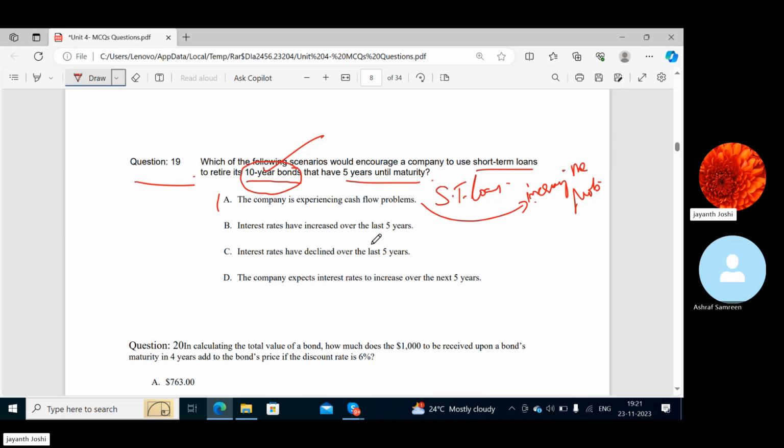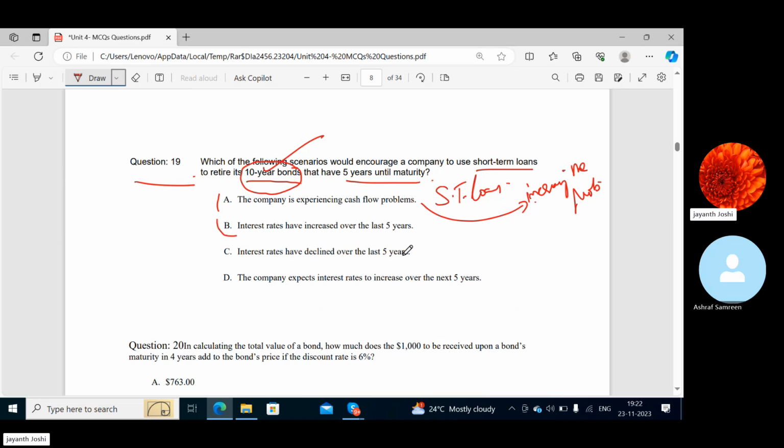Interest rates have increased over the last 5 years. So the company should maintain the existing debt if prevailing interest rates are higher. If interest rates are increasing, why will they borrow? They have to maintain their own loan, right? Yes, sir. So they have to maintain the debt they have instead of taking new loans.